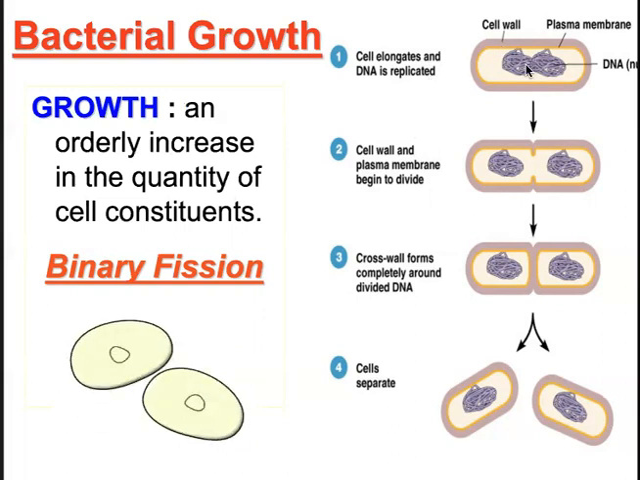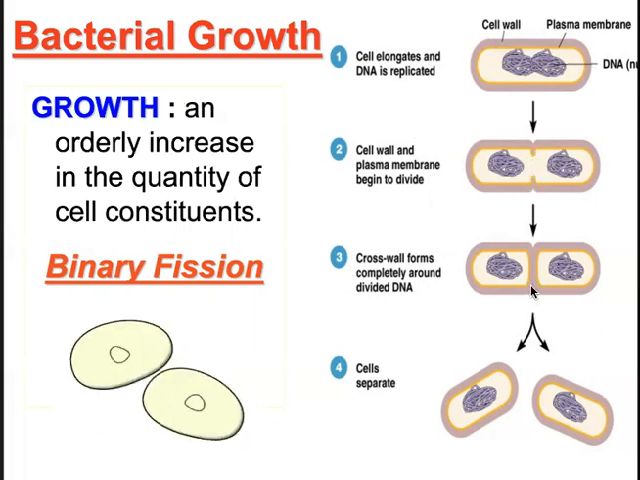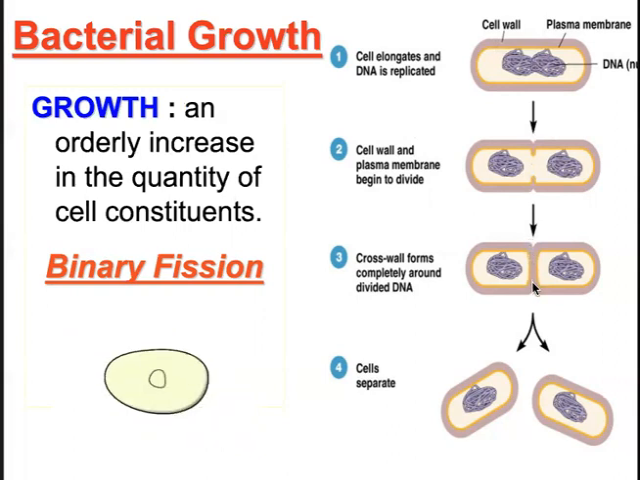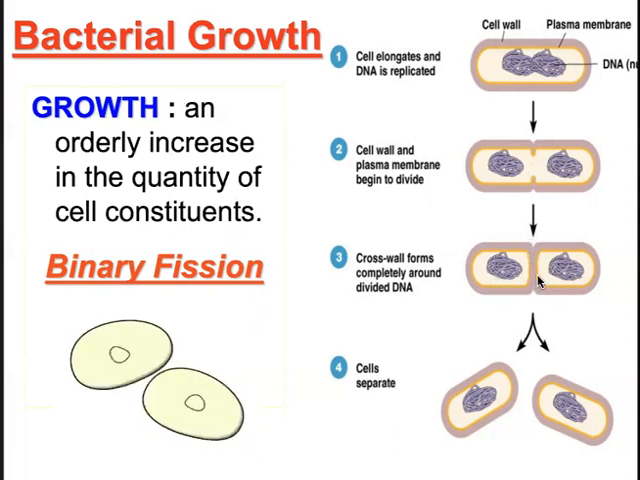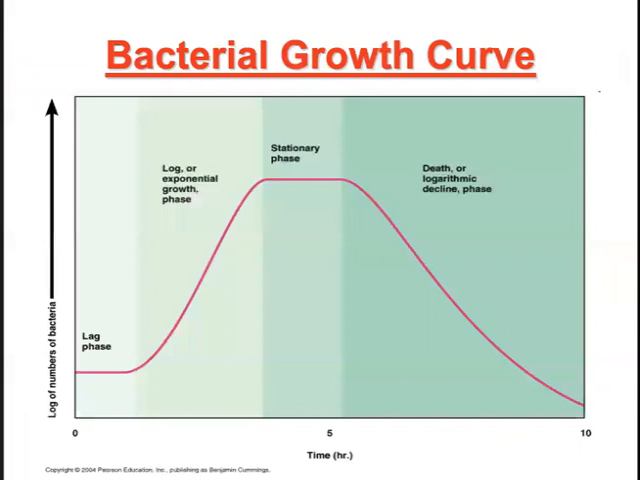So, DNA is replicated, cell elongates, invagination shows, eventually, a clear cross wall will be formed in between the two copies of the genetic material, and two daughter cells will be formed. Now, this is the bacterial growth curve. It shows us the four phases of the bacterial growth. First, we have the lag phase, followed by the log or logarithmic phase or exponential growth phase, and then we have the stationary phase, and then the death phase.